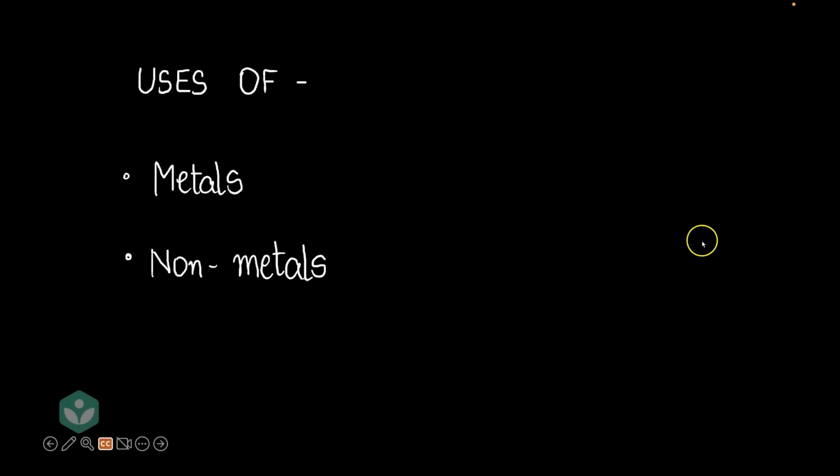In this video, we'll discuss the uses of a few metals and a few non-metals. Let's begin with metals. Metals are often used in their pure form as well as in the form of compounds with other metals or other non-metals. We'll begin with discussing the use of a few pure metals.